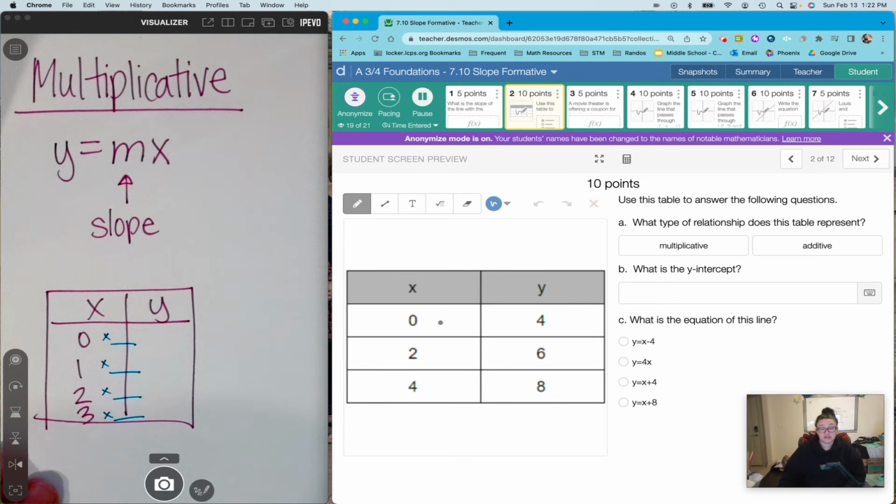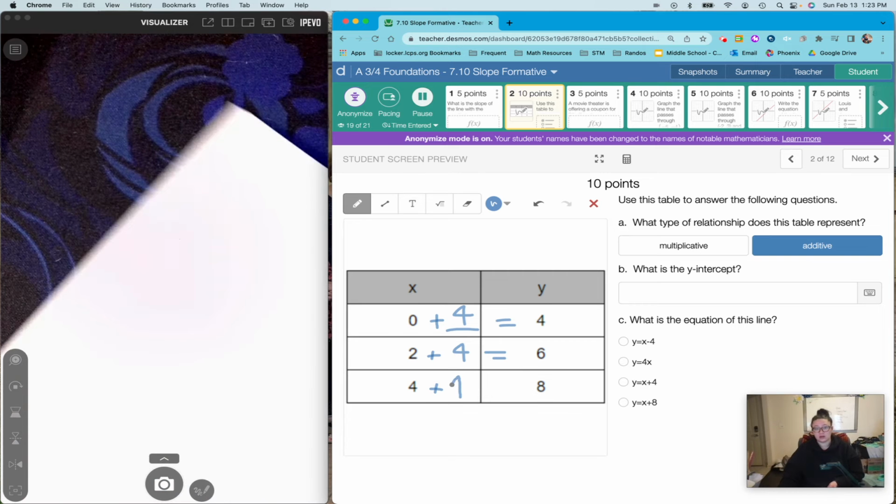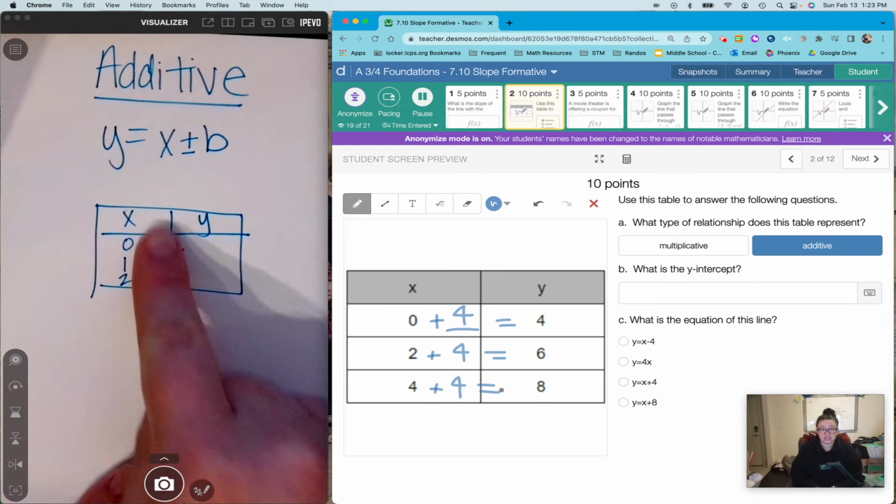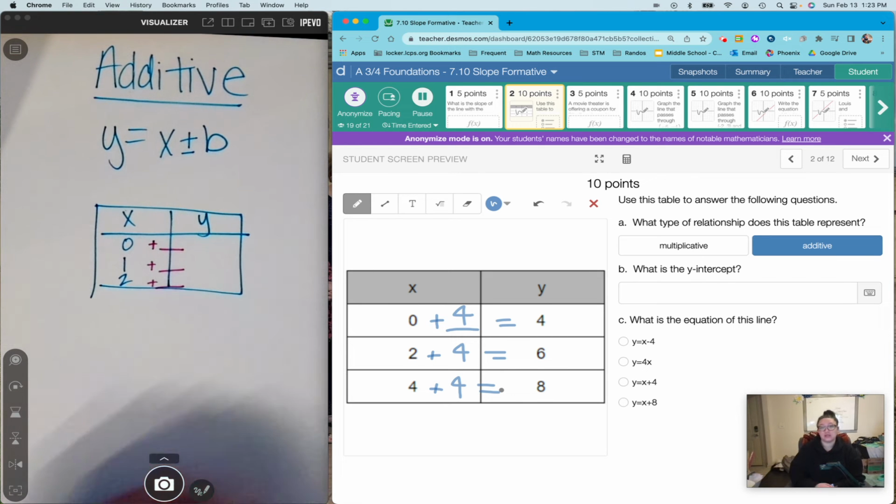So if I think about this, if it's multiplicative, 0 times what would equal 4? Nothing times 0 would give me 4. Everything times 0 would be 0. So I know right off the bat, this is not multiplicative. This needs to be additive. 0 plus what would give me 4? 0 plus 4 would give me 4. 2 plus 4 gives me 6. 4 plus 4 gives me 8. So this is additive because I keep adding the same number every time.